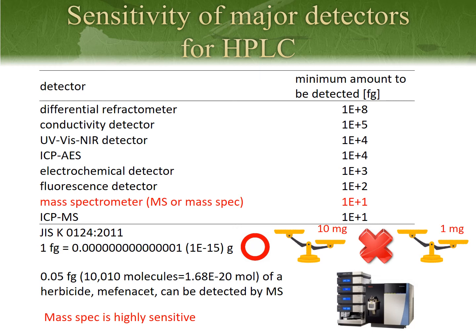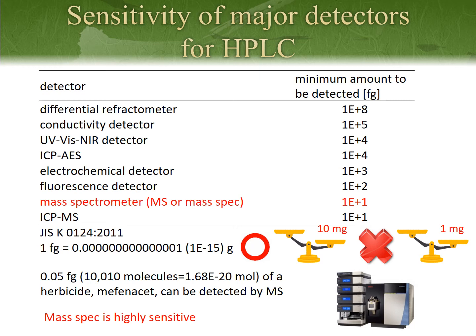This is a summary of sensitivity data of major detectors, cited from a Japanese industrial standard. Among these variety of detectors, mass spec is highly sensitive compared to the others. Mass spec can detect 10 femtograms. However, UV-Vis detector required 10,000 femtograms for example. Please be informed that femtogram is 10 to the -15th power gram. You may be able to measure 10 mg by using a balance in your lab. But you may not be able to measure 1 mg.